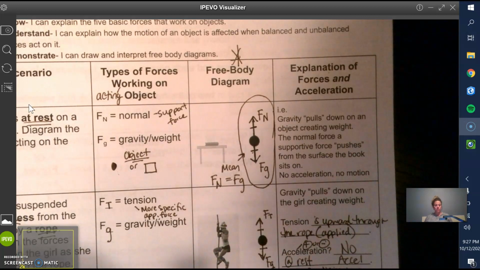If you have any questions, let us know. And this is what we're going to be doing a lot this week, drawing these free body diagrams.